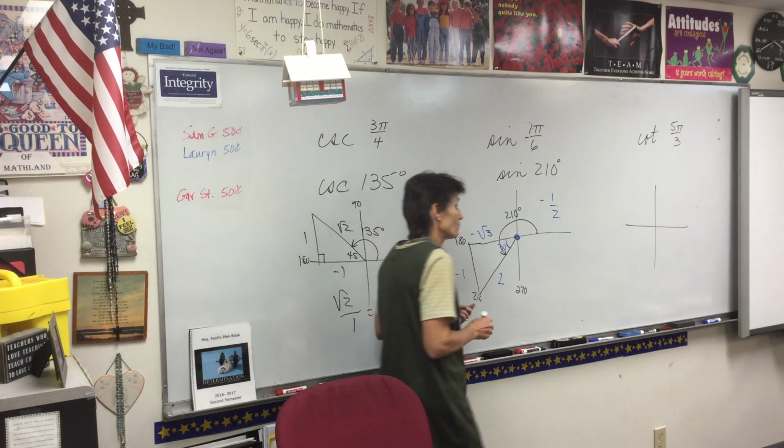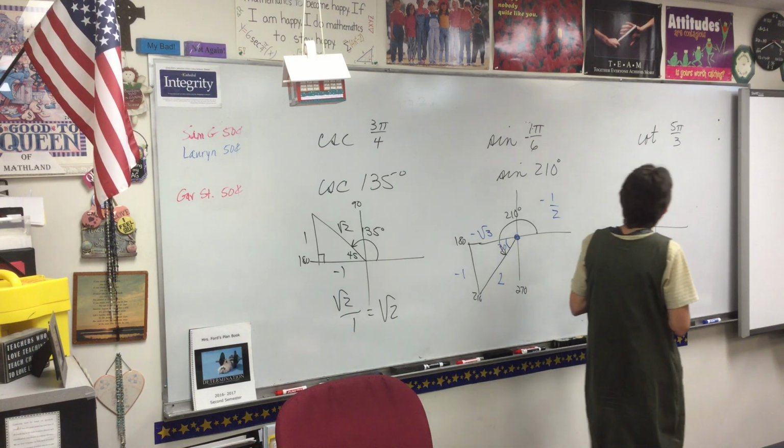All right, how about 5 pi over 3? Rob, did you figure out how many degrees that was?